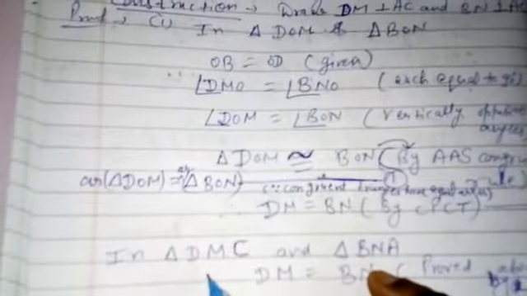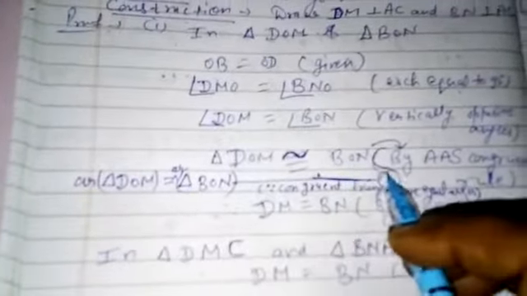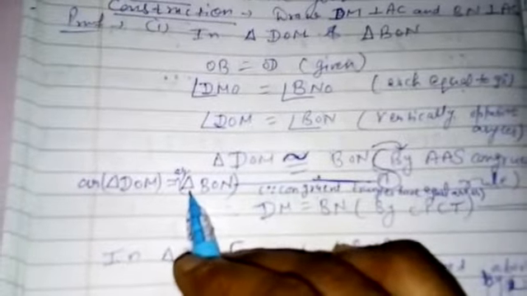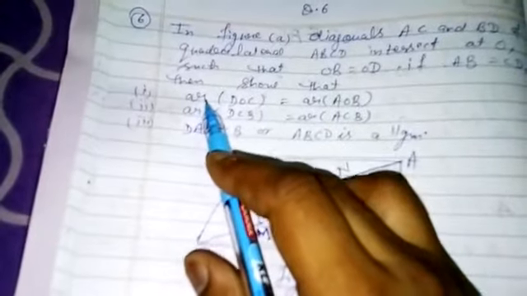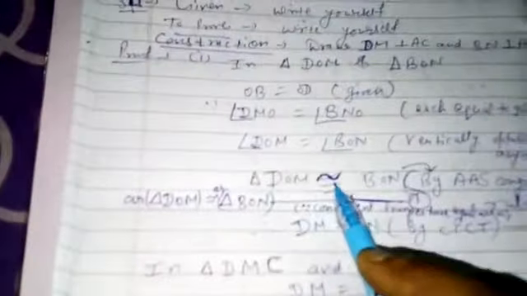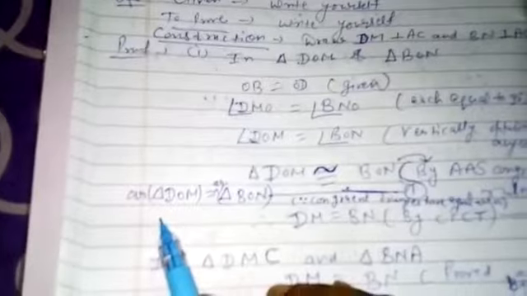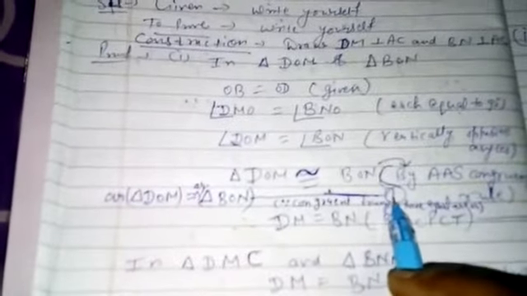Now we can take another triangle. From here we got equation first, because we have to prove that area of DOC is equal to area of AOB. Area we have to prove equal, so the area result we took out, we give the name equation first.